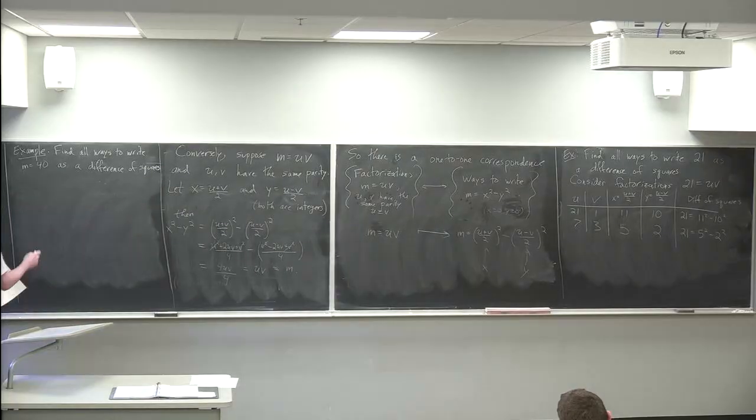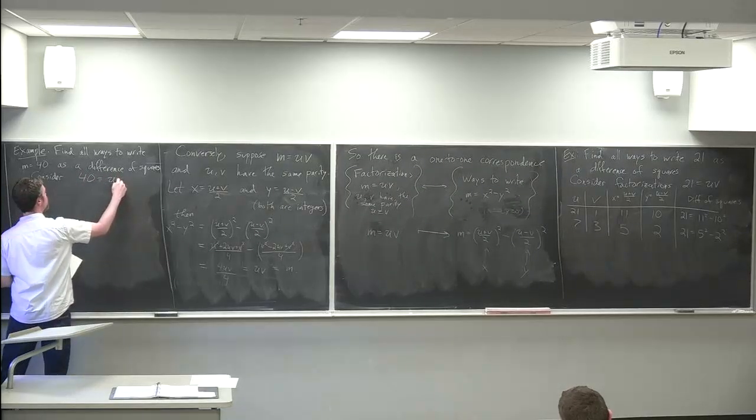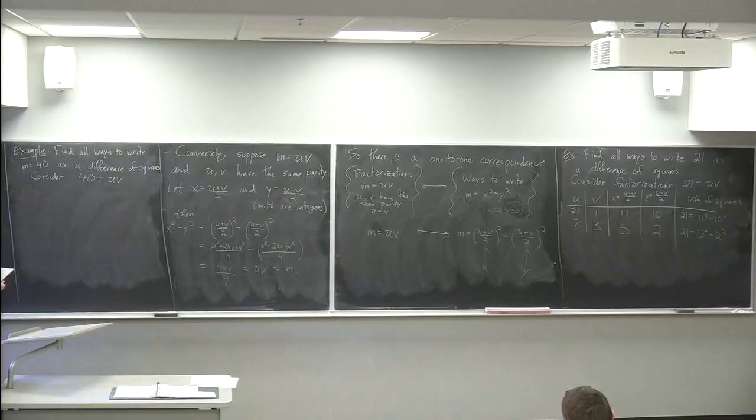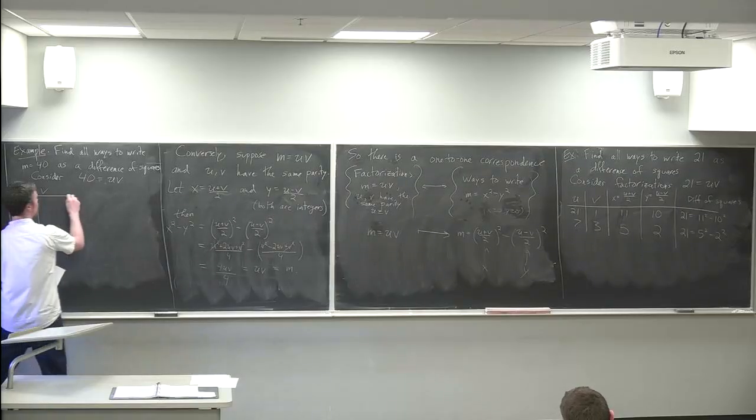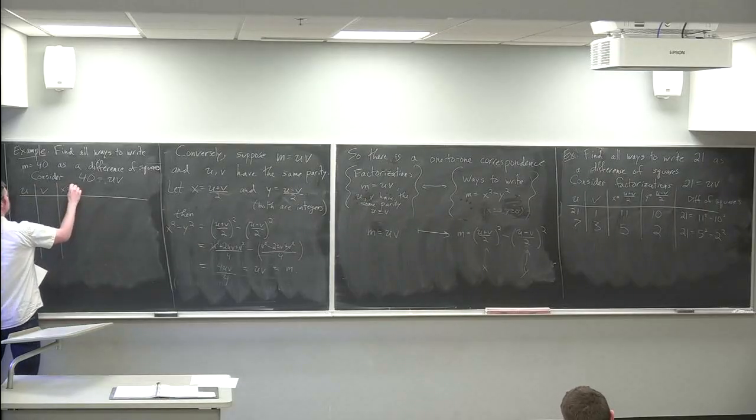Okay, and so what you're supposed to do is consider factorizations. 40 is u times v. Okay, so we'll make a little table like we did. So we'll have x and y.